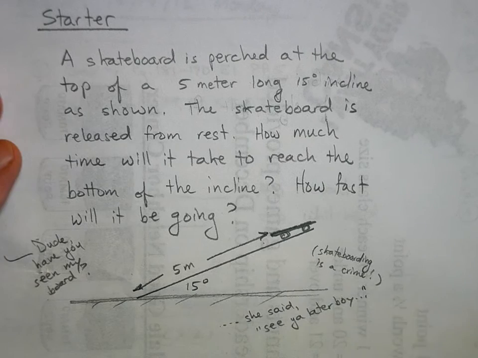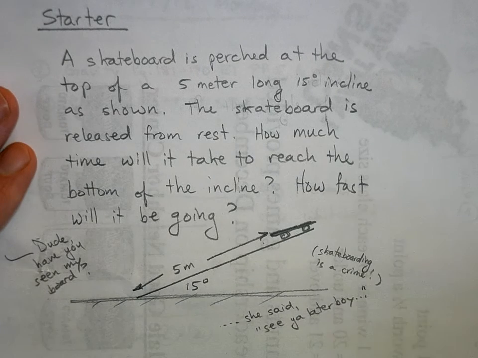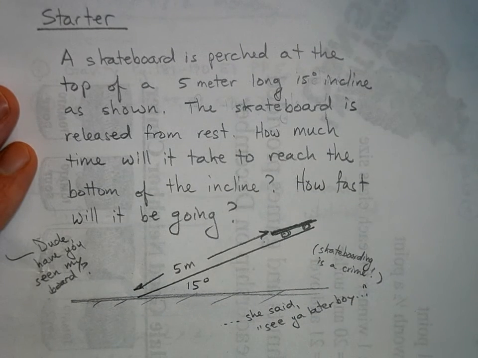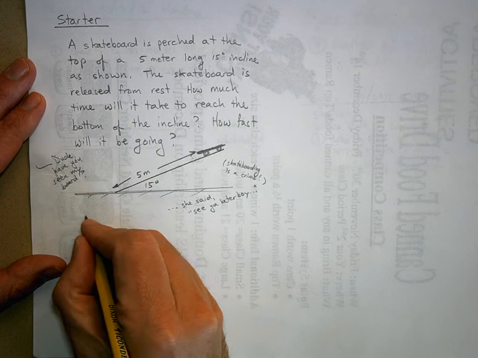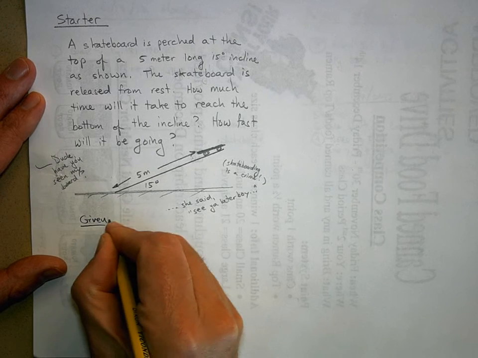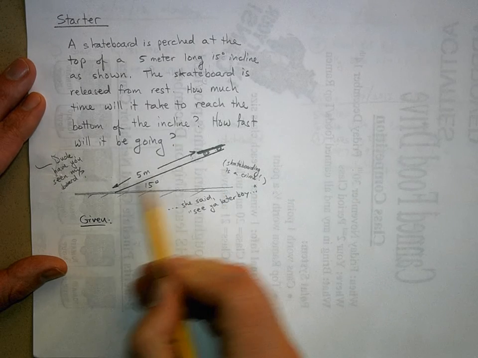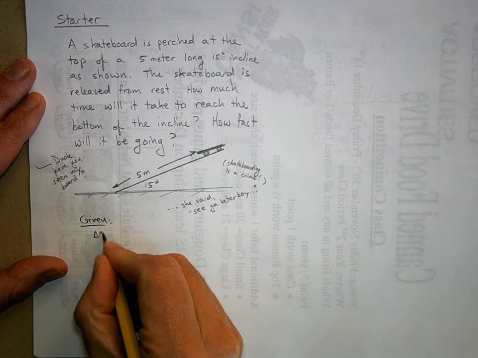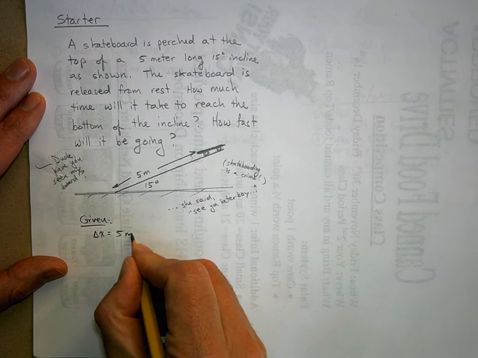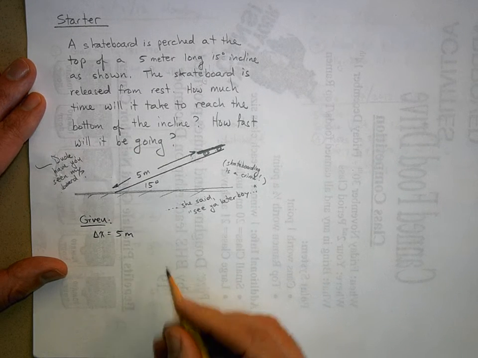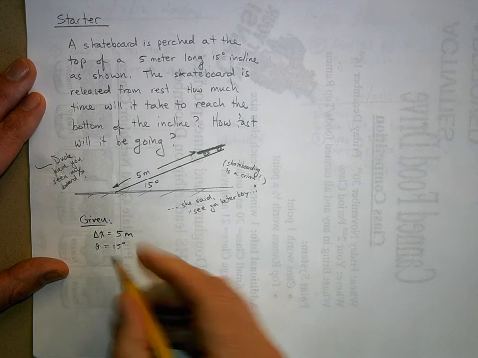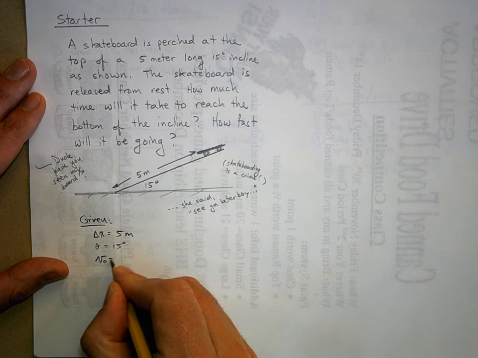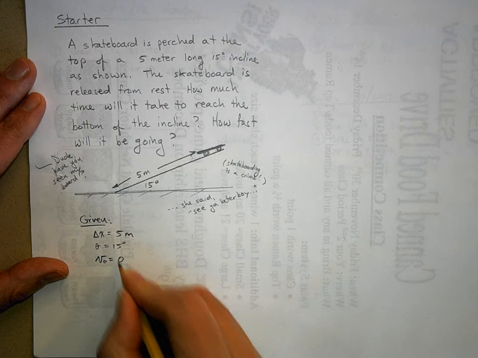Okay, so here's a picture of the problem. Let me zoom out a little bit. What's given here is delta x, which is equal to 5 meters. The angle of incline, theta, is 15 degrees, as shown in the picture. Our starting velocity, v naught, is 0.